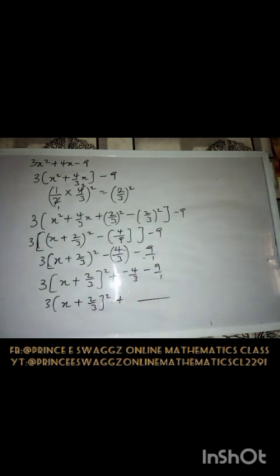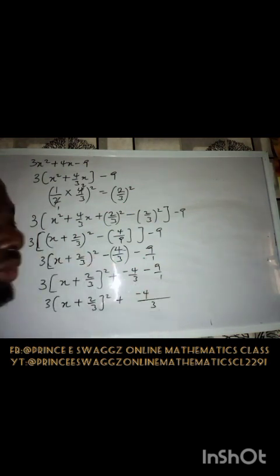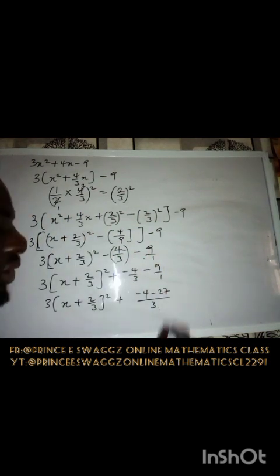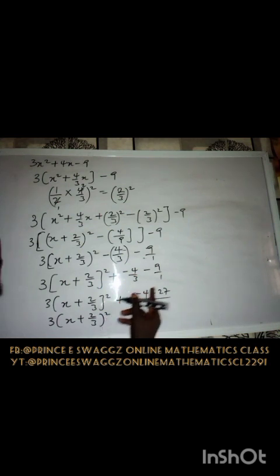Then I find the LCM of 3 and 1, that's 3. 3 divided by 3 is 1, 1 times this gives minus 4. 3 divided by 1 is 3, 3 times 9 gives minus 27. Then I have 3 into x plus 2 over 3 all squared, minus 4 minus 27, that's minus 31. Multiplied by this, we get minus 31 over 3.